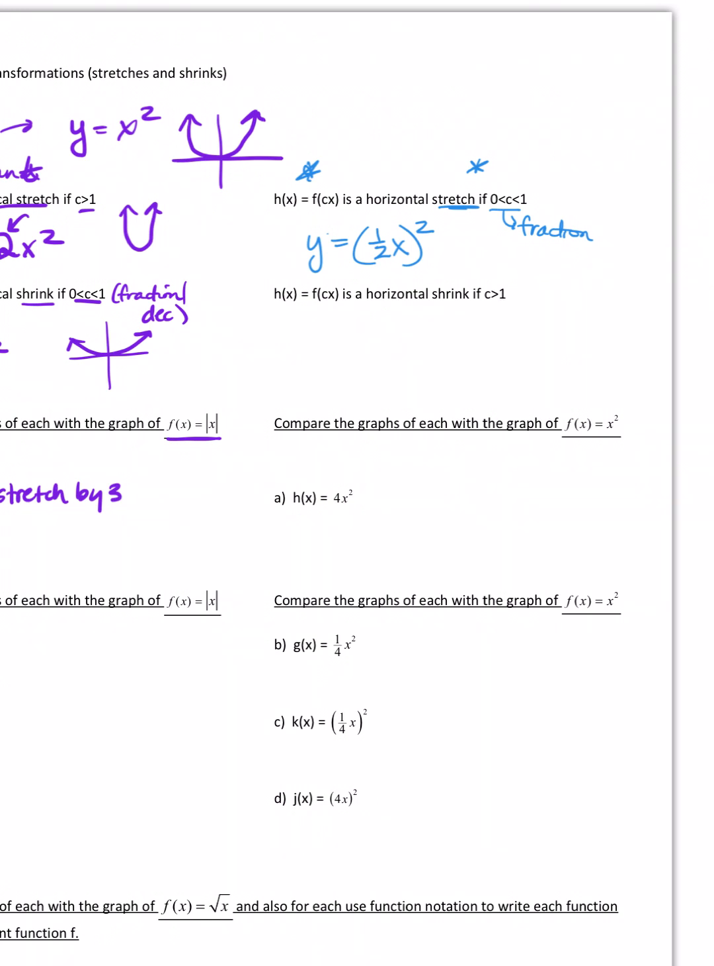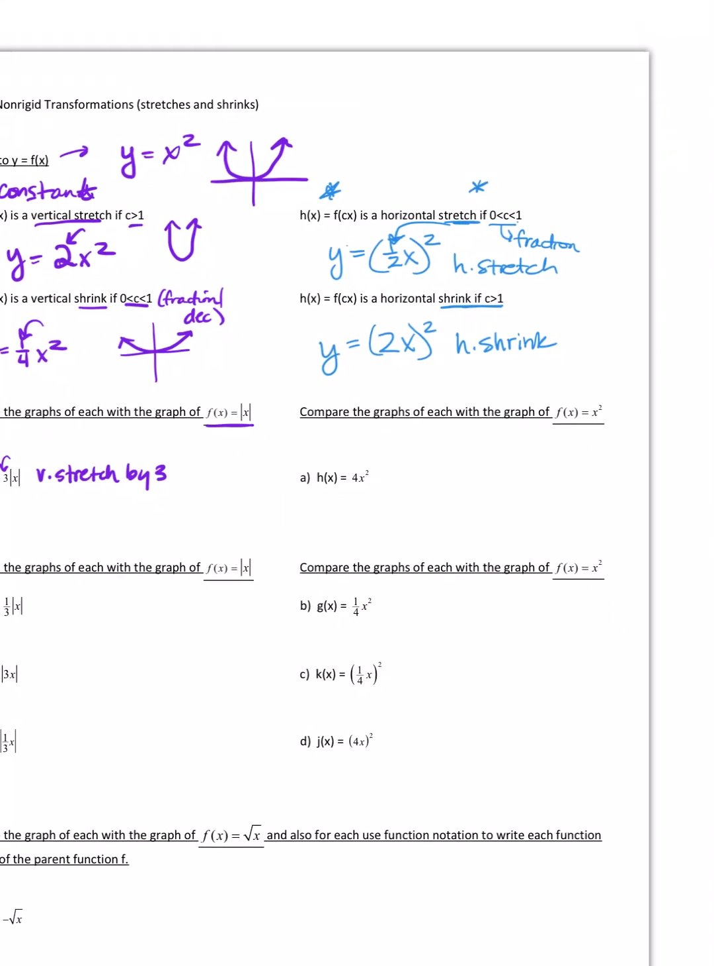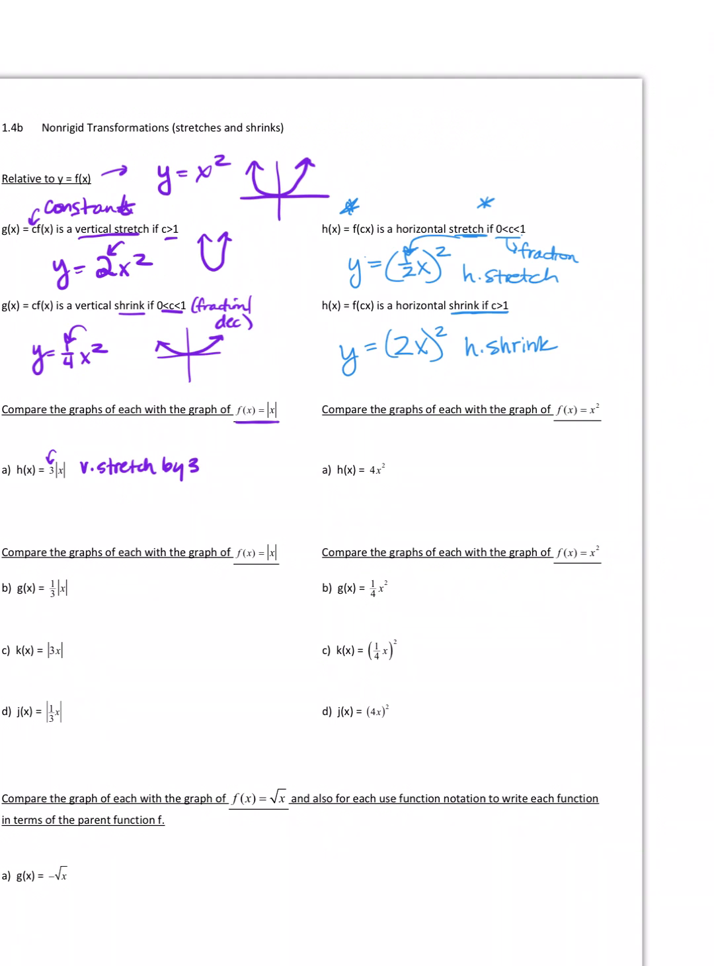Notice that the c value is between 0 and 1. It's a fraction. And it's inside the parentheses. That's what makes it horizontal. And it's opposite logic. If it's a fraction, it's going to stretch. So if it's going to shrink, it has to be greater than 1. So it would be (2x) squared. That would be a horizontal shrink. This would be a horizontal stretch. It's opposite of what you would think, but that's the way it is. Always everything horizontal. Remember how the left and right thing is backwards? So is the shrinking and stretching.